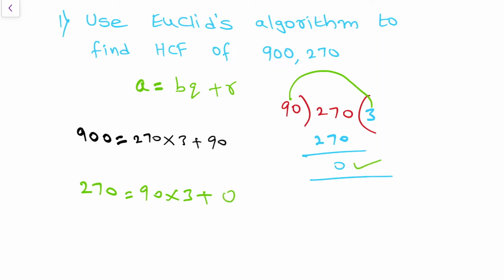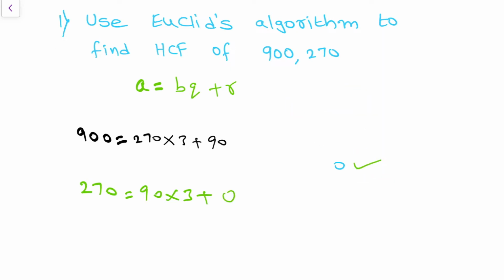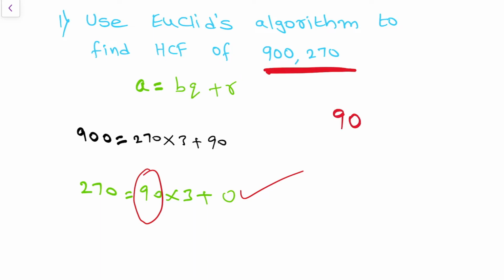So after solving like this continuously, whenever you get the remainder 0, you need to stop the process there. After getting the 0 remainder, what will be the divisor at the last step? That will be the HCF of the given two numbers. So the HCF of 900 and 270 is 90.